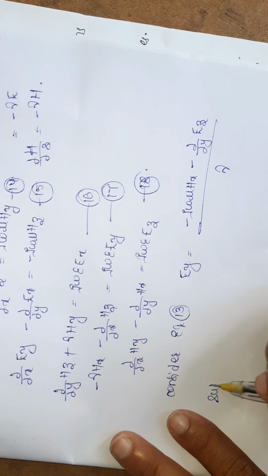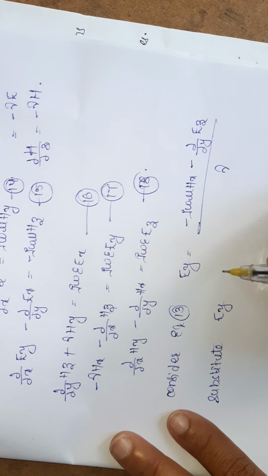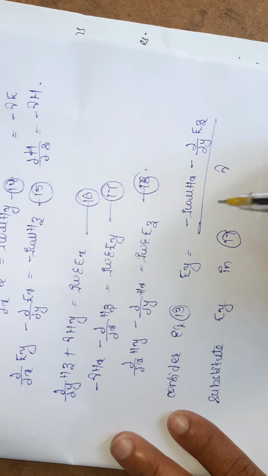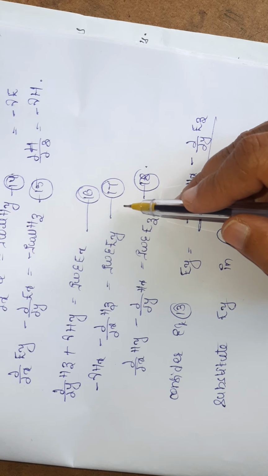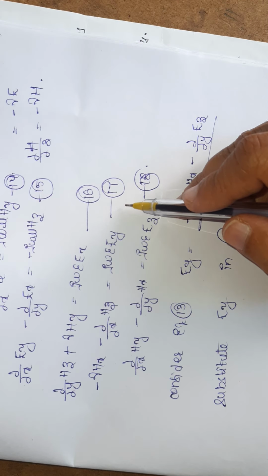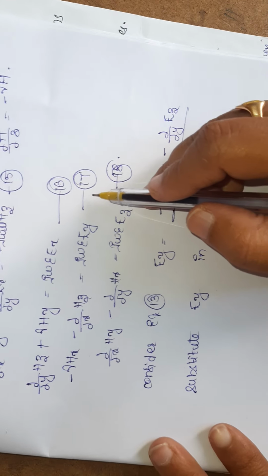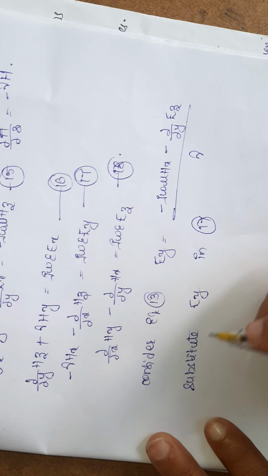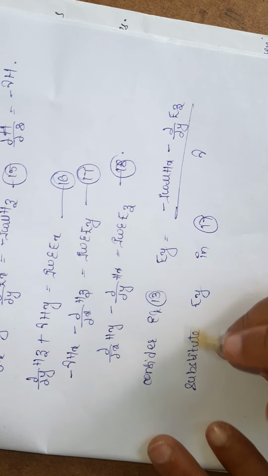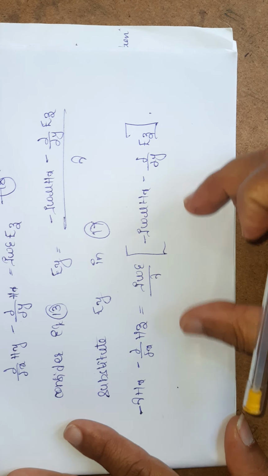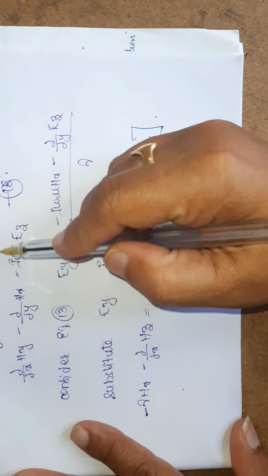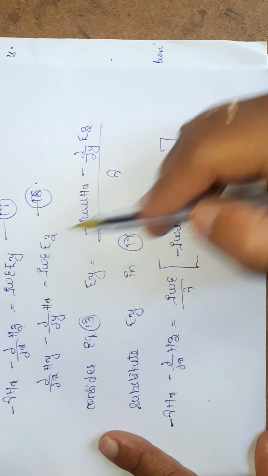Substitute this Ey in 17. If you substitute this Ey in 17, you will get the expression for Hx. Now I am writing. After substituting, in place of Ey, I have substituted this equation.